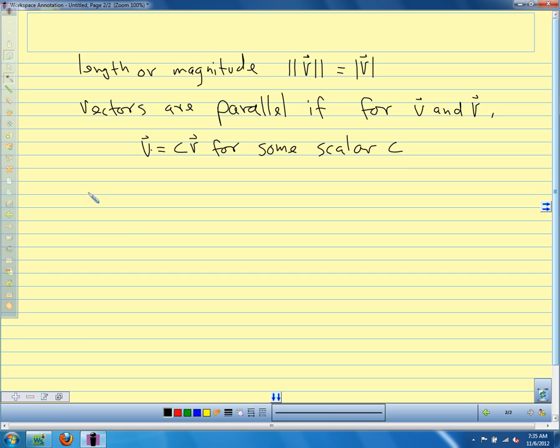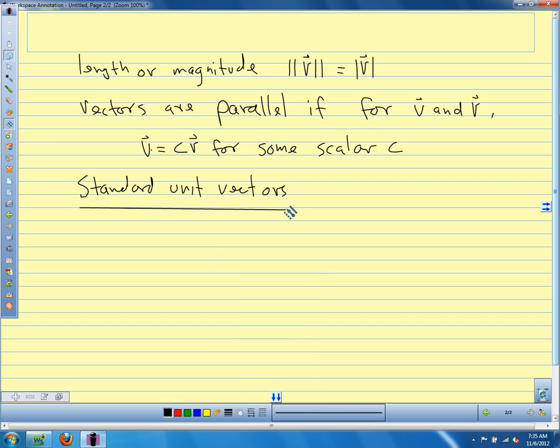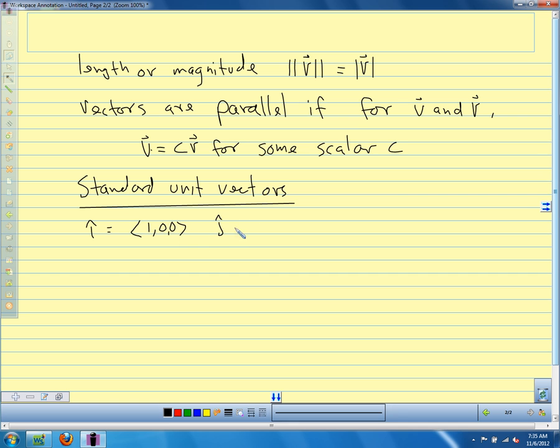Our standard unit vectors: we have i and j from the plane. So our standard unit vectors in space are just going to be, like I said, we just add one coordinate. And so i, our standard unit vector, is going to be the vector 1, 0, 0. j hat is going to be 0, 1, 0. And then our third standard unit vector is k hat, and that's 0, 0, 1.